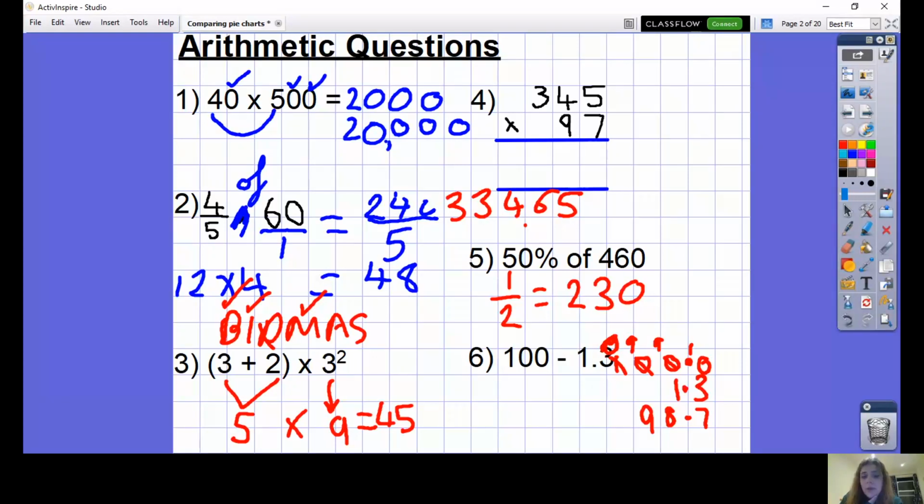Another way of solving that question would have been to partition it and do it mentally. 100 take away 1 is 99. Take away 0.3, that's 98.7.